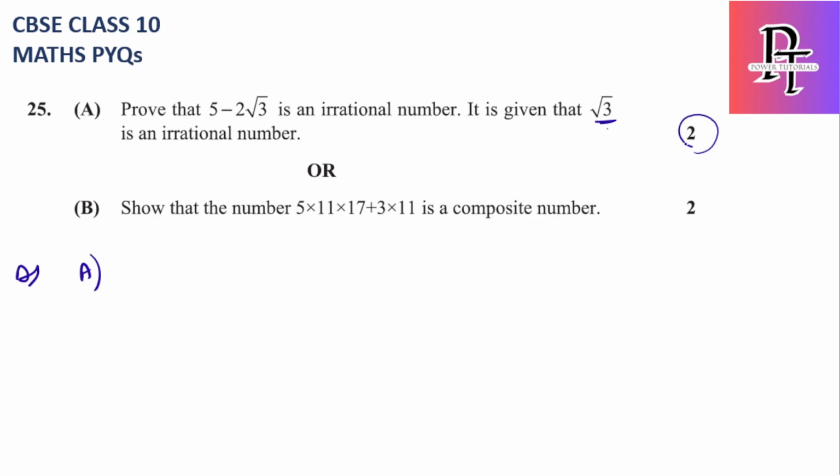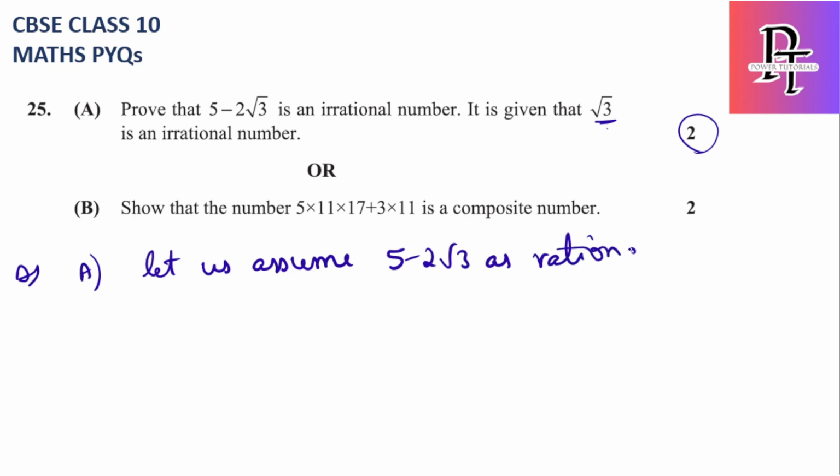As this is just 2 marks, they have given this option, but if it is asked for 4 marks or 6 marks, they will not give this as an option. You have to prove root 3 as irrational as well. Okay, let's solve the first one. For this type of question, the first step is, let us assume 5 minus 2 root 3 as rational.